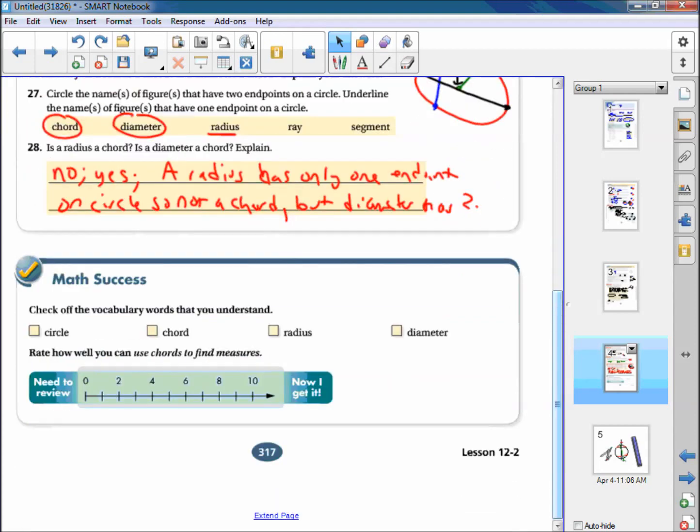We still have words that we should understand. What is a circle? We should be getting pretty good at chords, and then we've known radius and diameter for many years. So rate how well you can use chords to find measures. And once again, if you're not in here, then you should really go back and watch this video again. You're going to see lots of stuff about this as we move forward in the chapter.